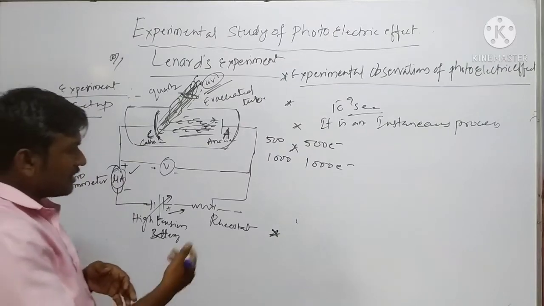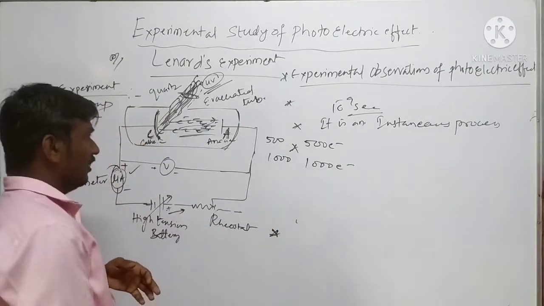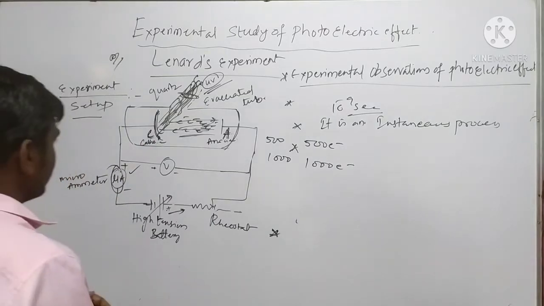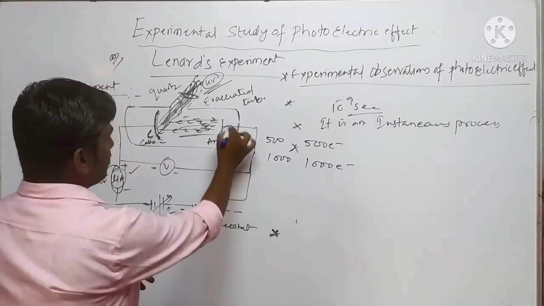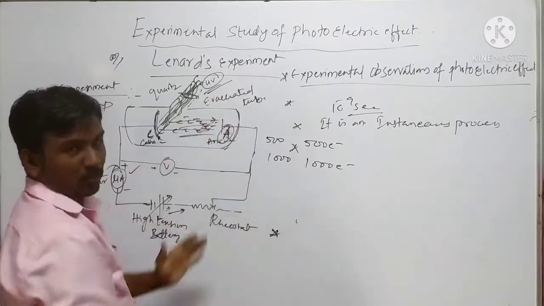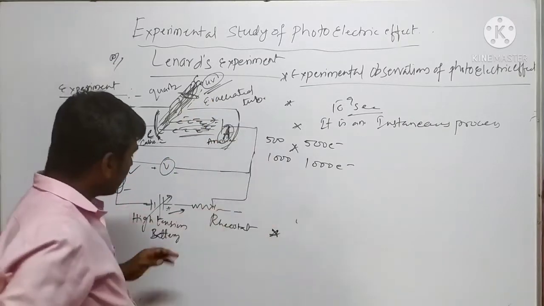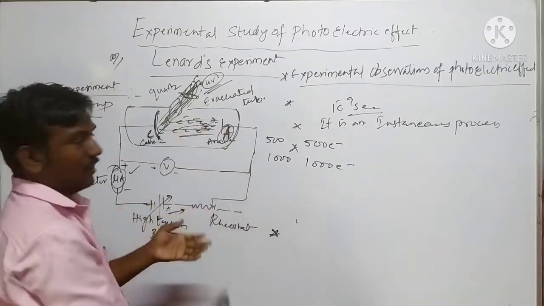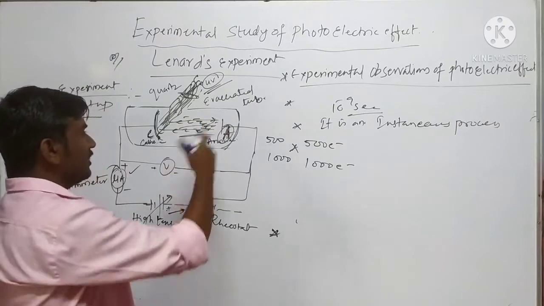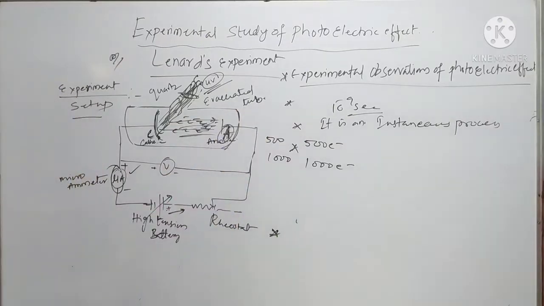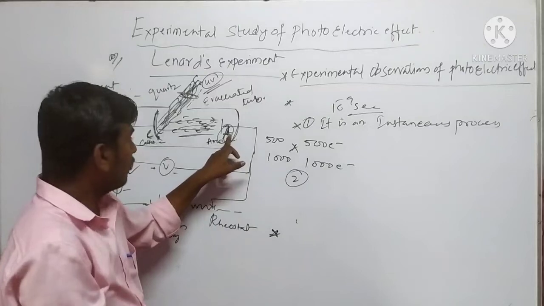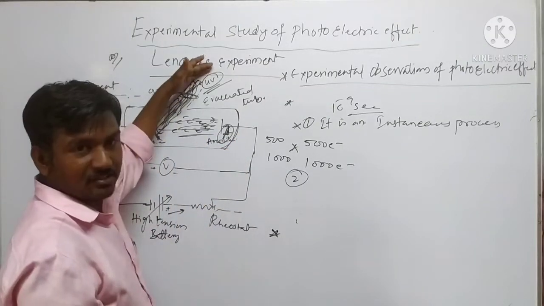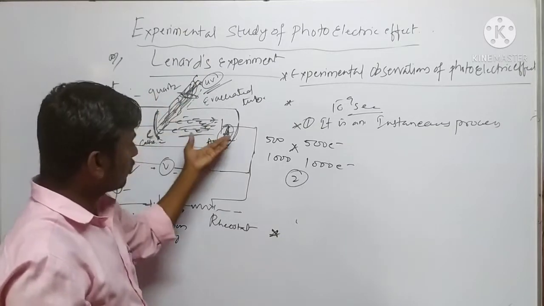Okay. If you want to increase the saturation current, then if you increase the positive potential of the anode, at some particular potential there is some saturation current. It is always going to maintain positive potential. As the intensity of this radiation increases, the photoelectric current also increases.